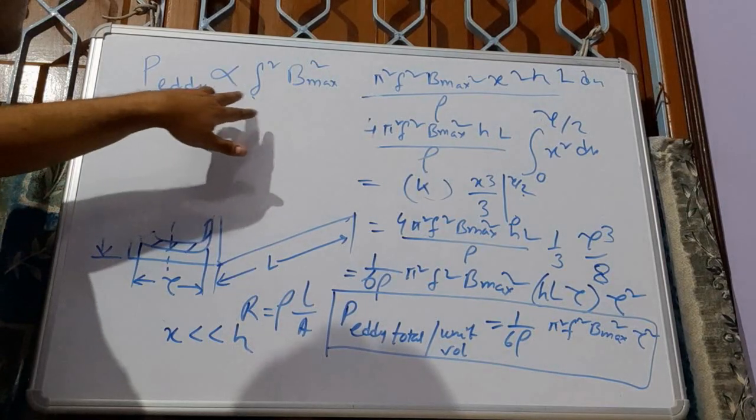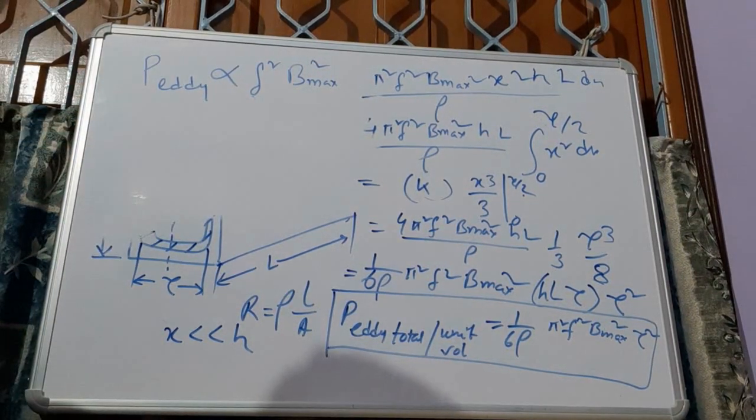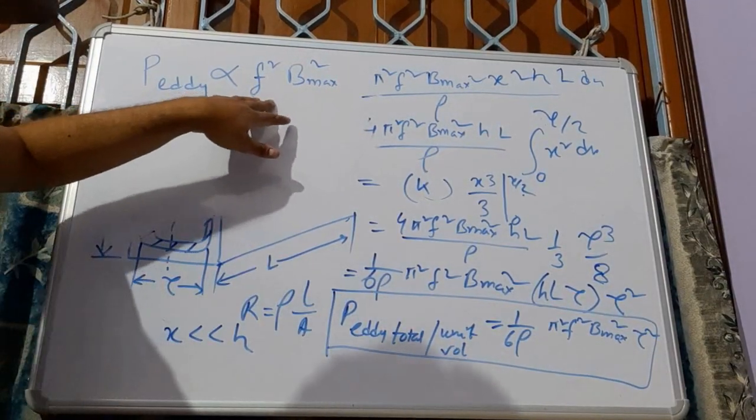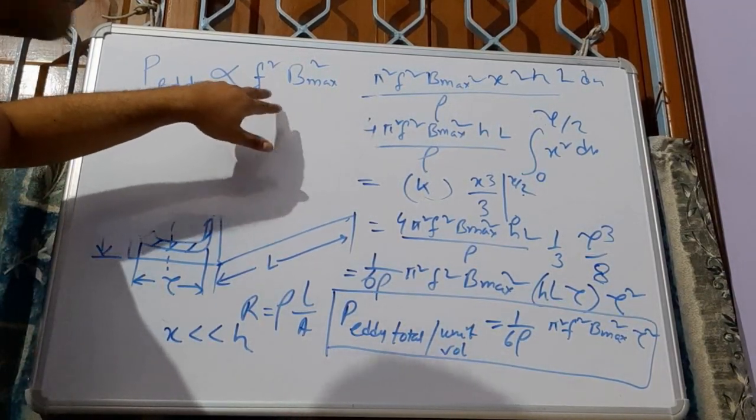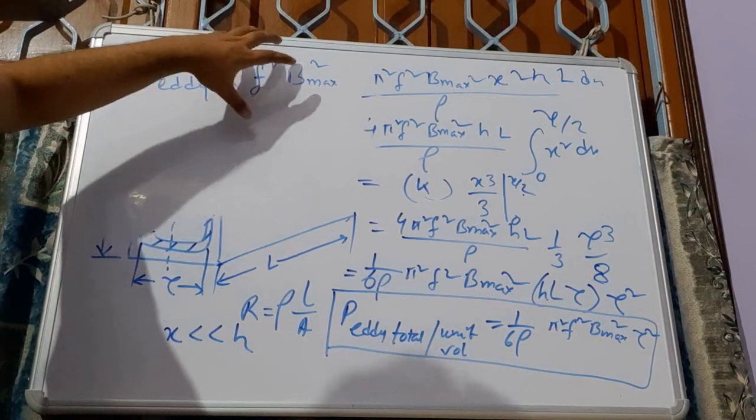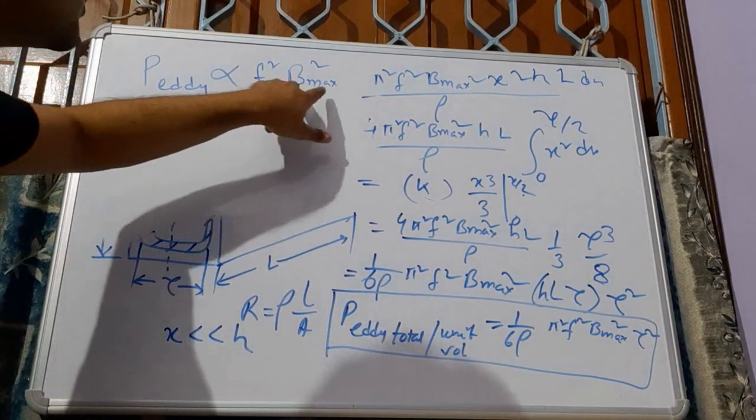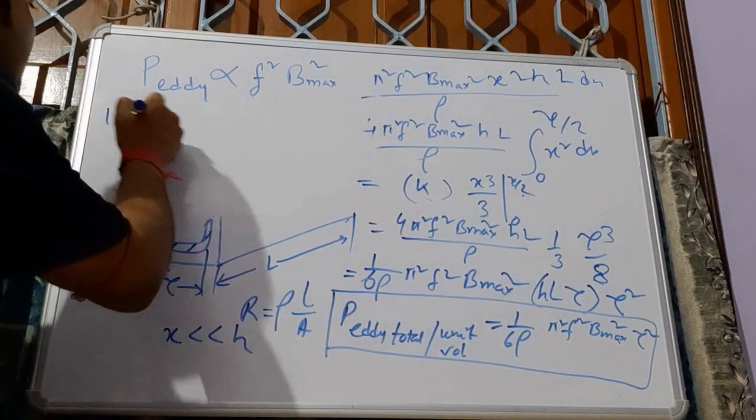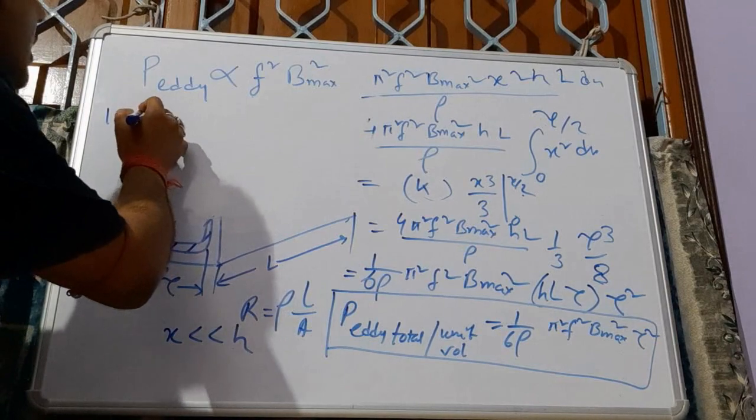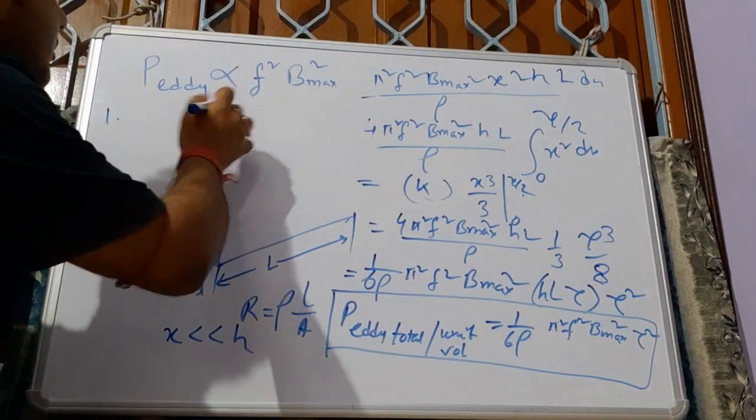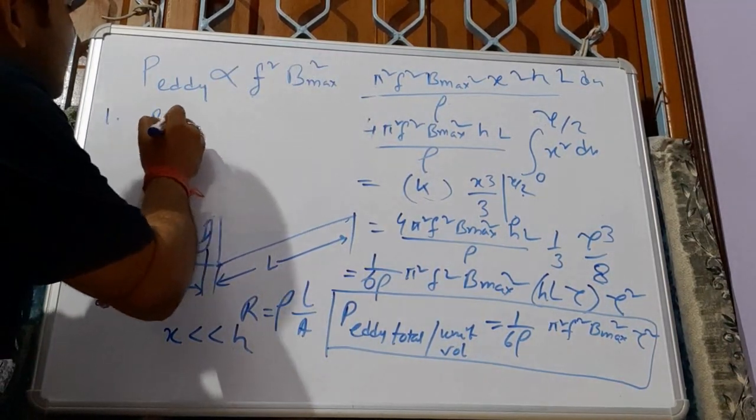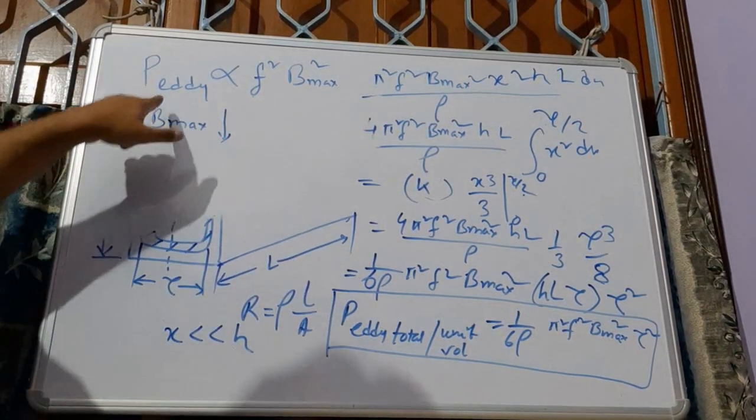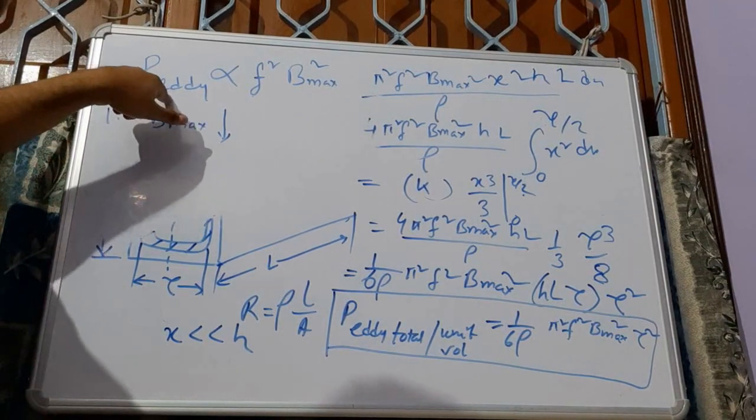So how to minimize the eddy current loss? From this equation, we cannot reduce the frequency because this depends on the system frequency, but we can reduce the B max. If we reduce B max, we can limit some part of the eddy current loss.